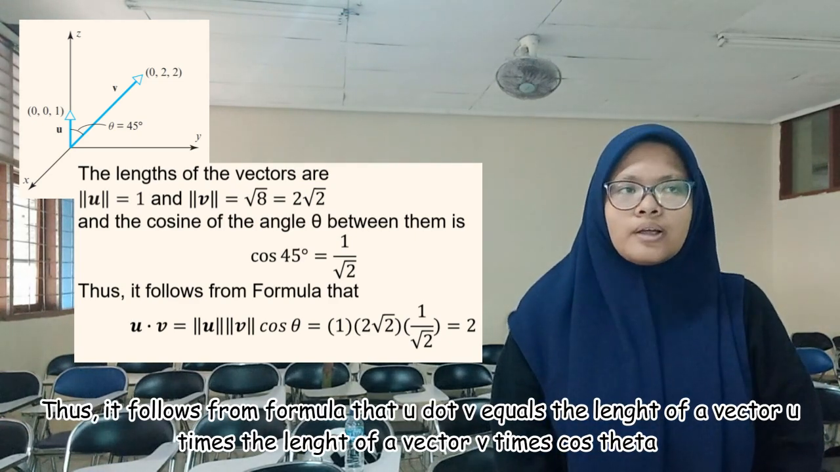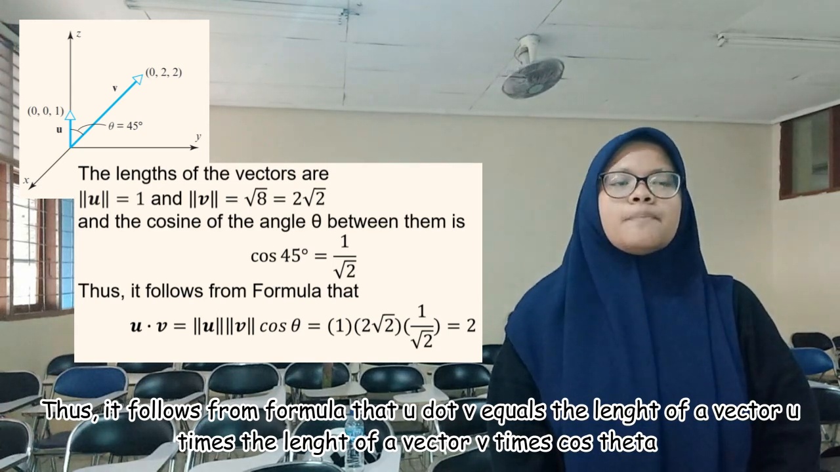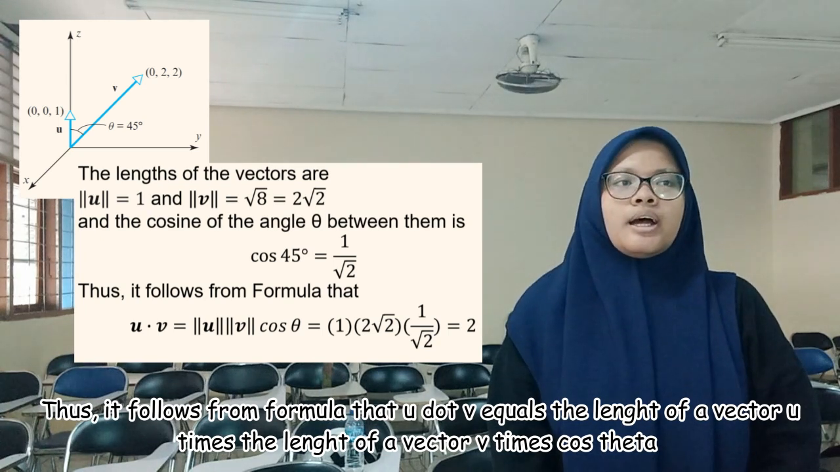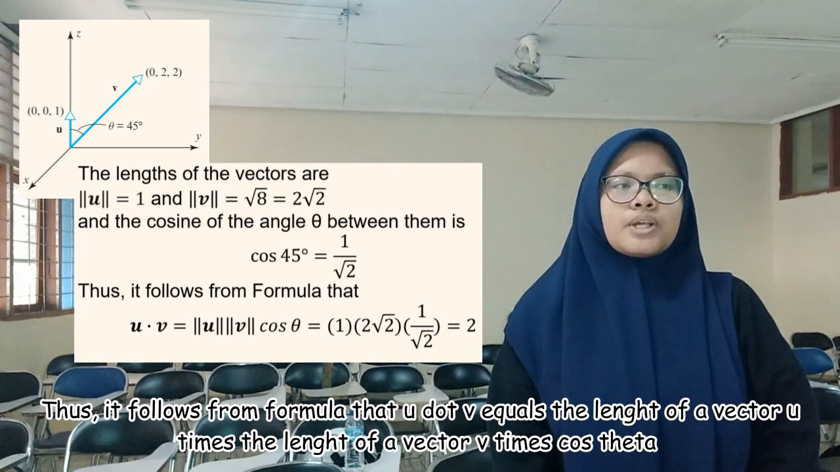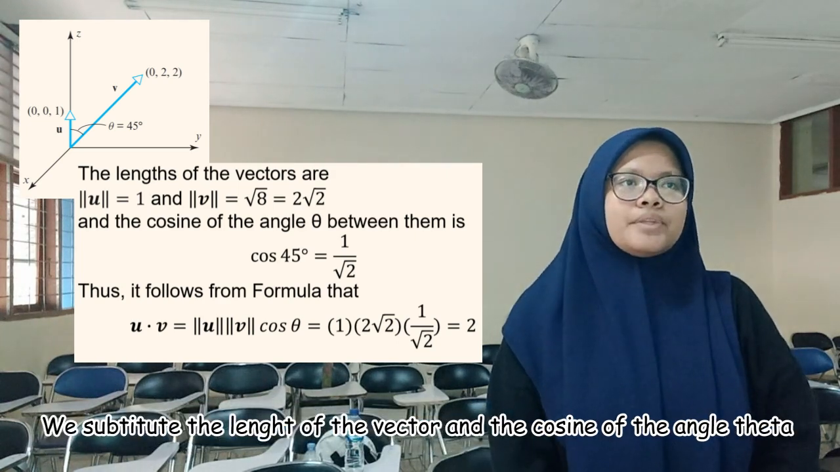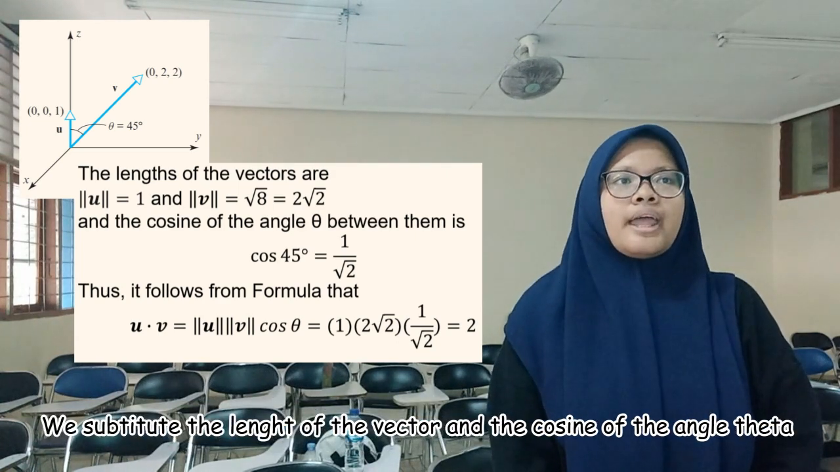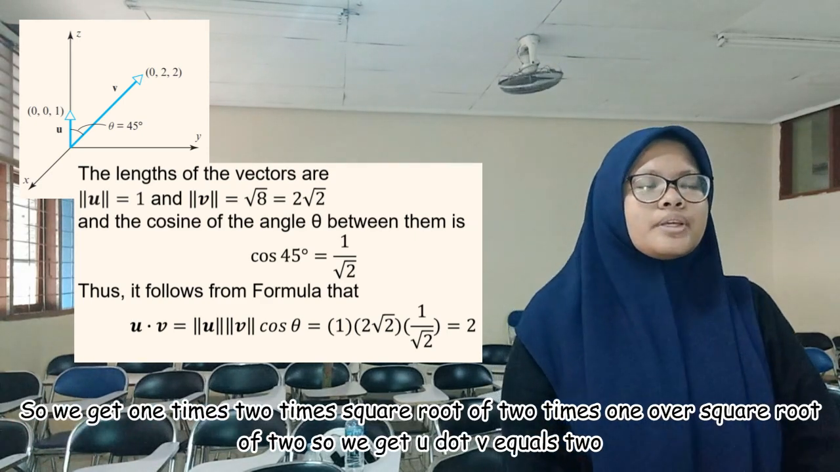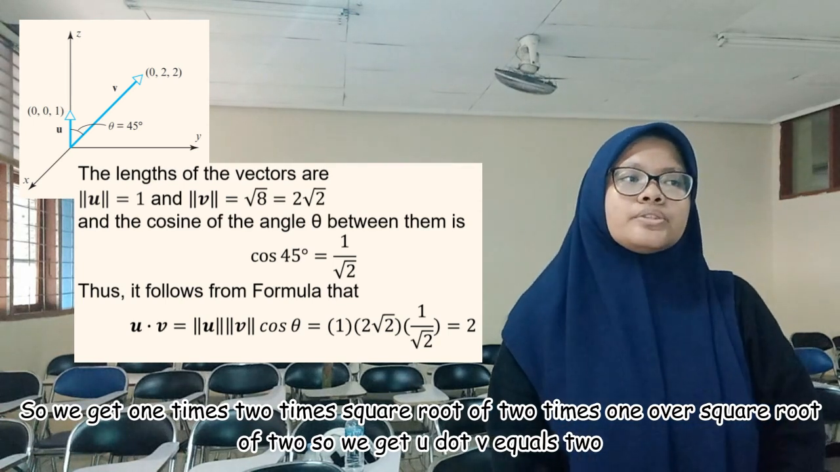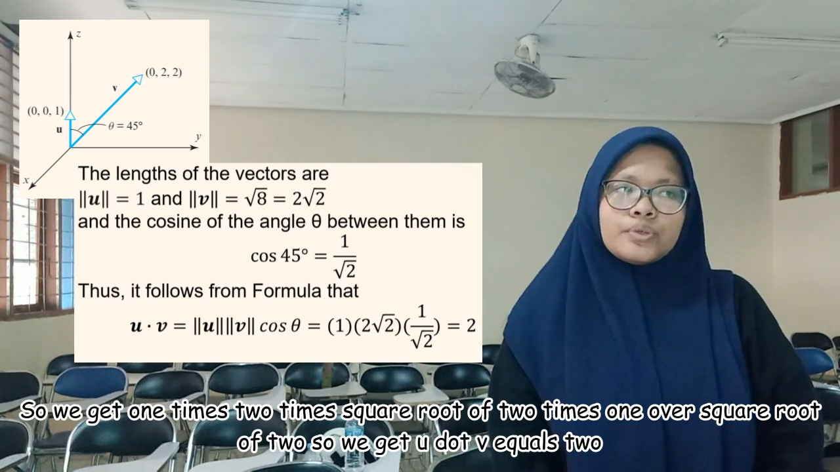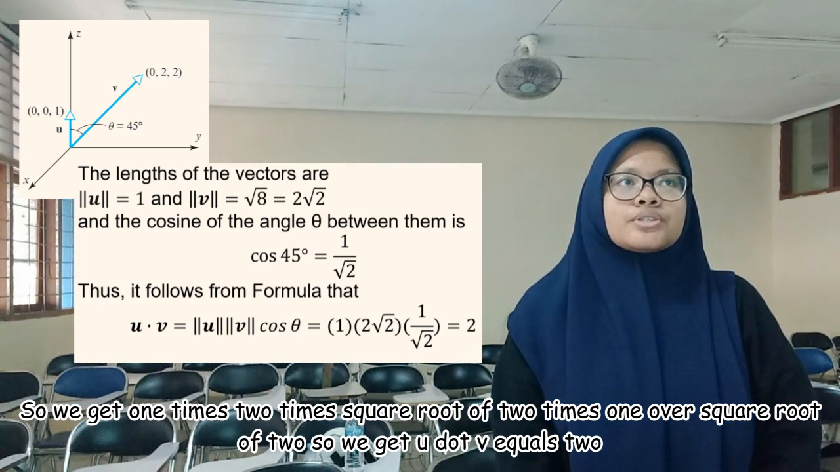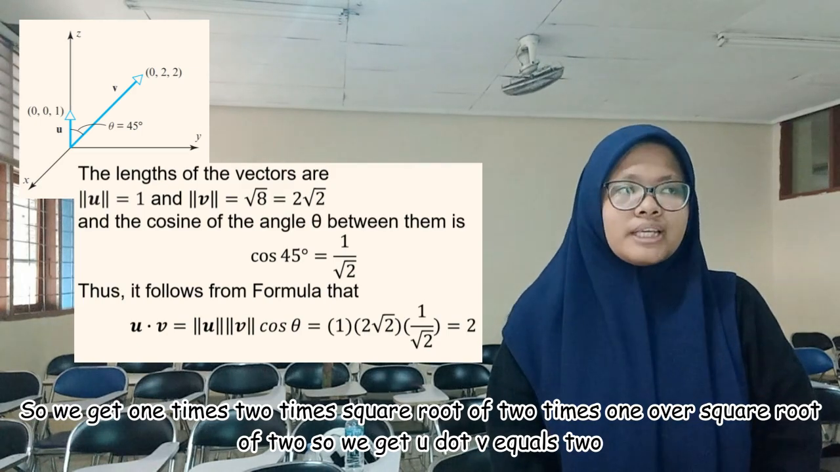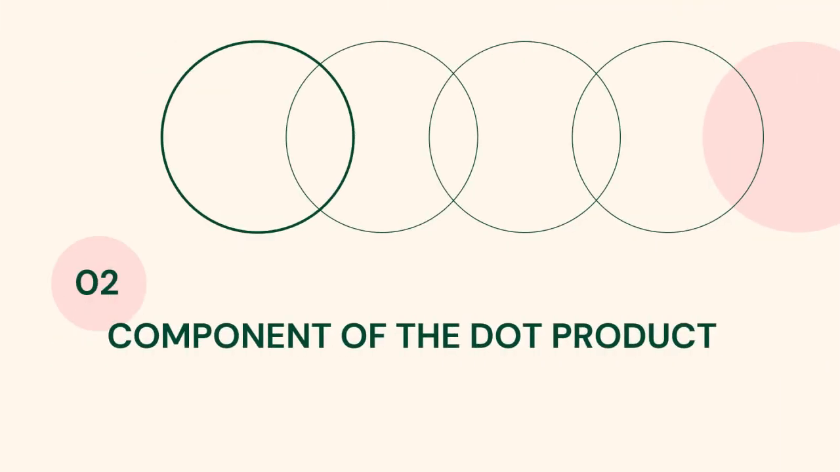Thus, it follows from the formula that U dot V equals the length of U times the length of V times cos theta. We substitute the lengths of the vectors and the cosine of the angle theta. So we get 1 times 2 times square root of 2 times 1 over square root of 2. So we get U dot V equals 2.